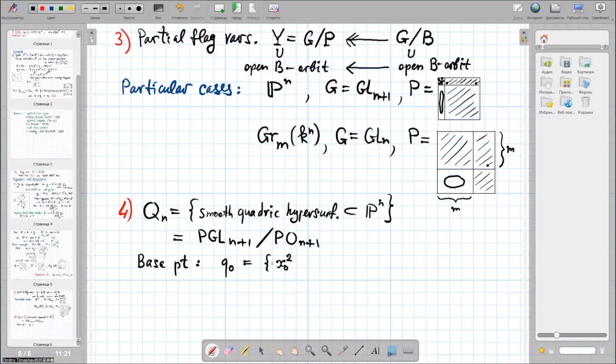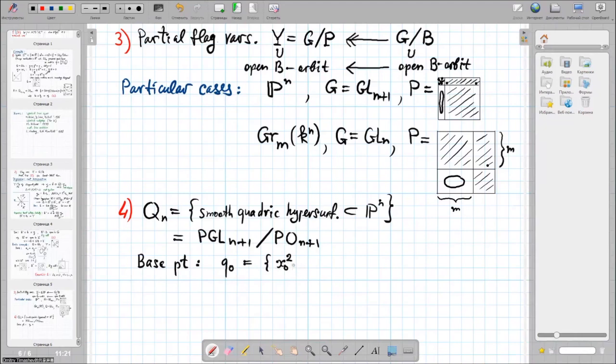No. I mean, all smooth quadrics are equivalent with respect to the action of this group PGL(n+1), because all non-degenerate quadratic forms in n plus 1 variables are equivalent. Yes. Okay, and this is just the stabilizer. So only smooth quadrics are here.